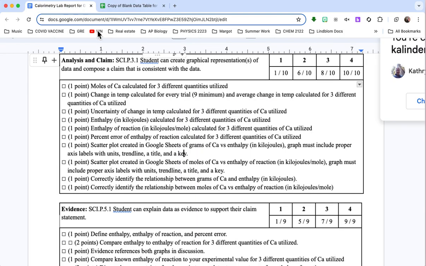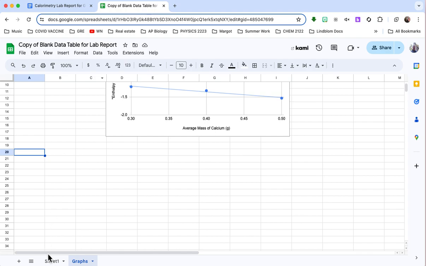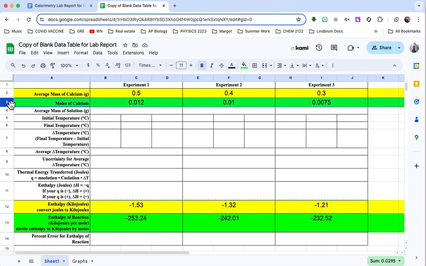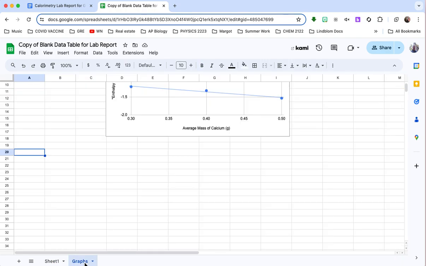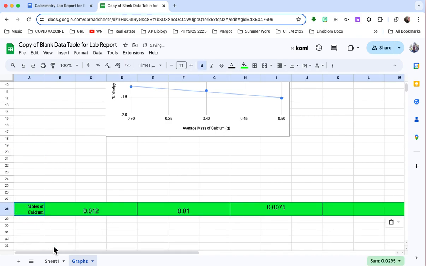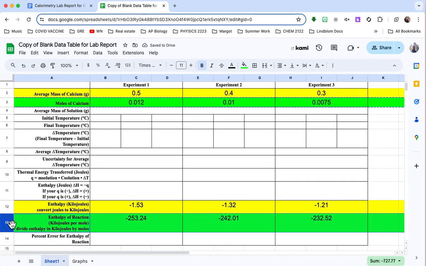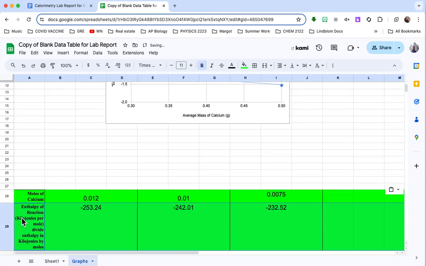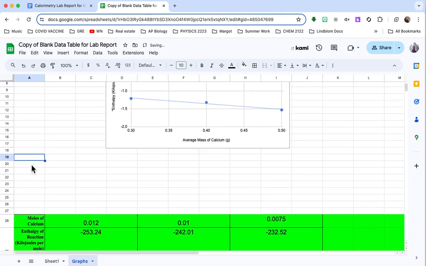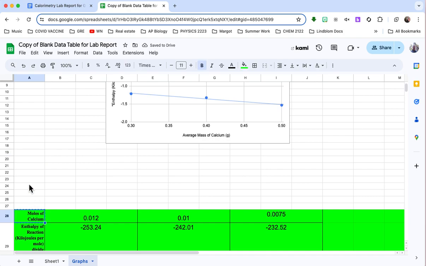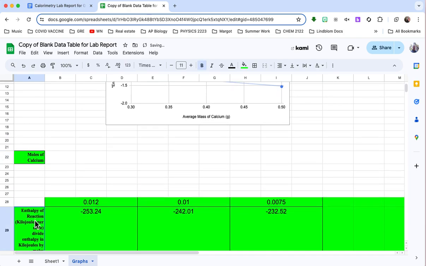So for my next graph, I need moles of calcium versus enthalpy of reaction, and those are both here. So I have my moles of calcium. I'm just going to copy this over, and then I have my enthalpy of reaction here. I'm just going to copy this over. These numbers are all just fake numbers, okay? So don't try to use these numbers. They are not real. They do not make sense.